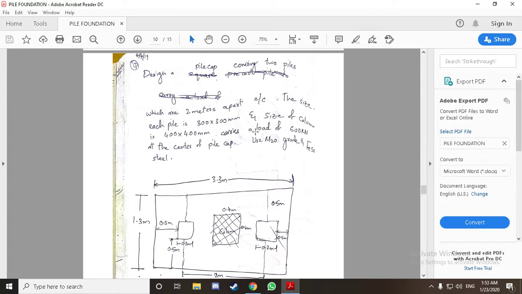So coming to next topic, pile foundation. In pile foundation we have two different types of question. One will be designing of pile cap and one will be designing of the pile itself. Pile cap is nothing but pile cap consists of two piles resting on the pile cap itself, and then on top of it will be our superstructure.